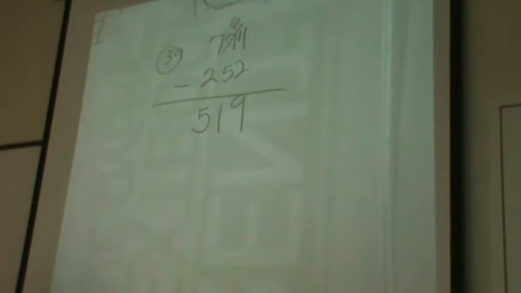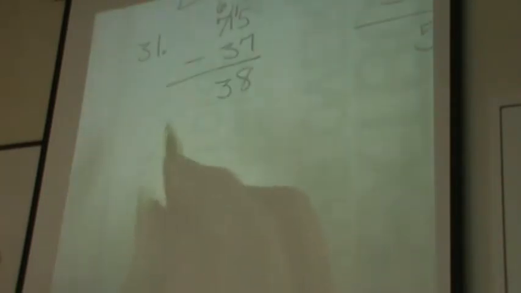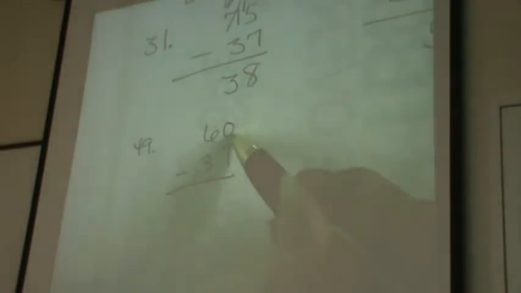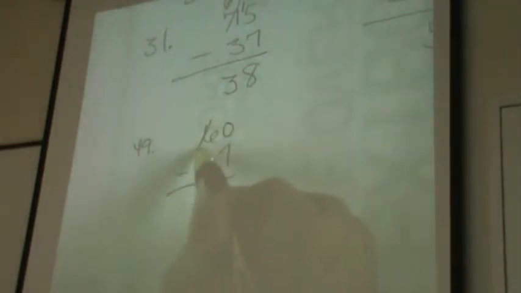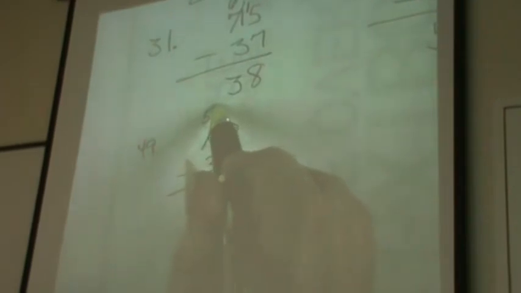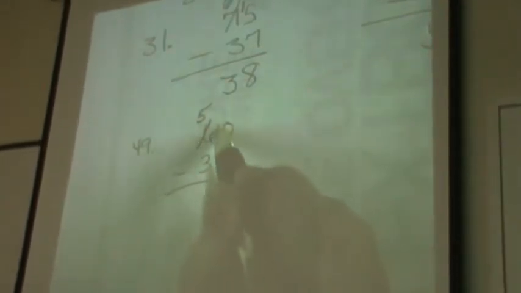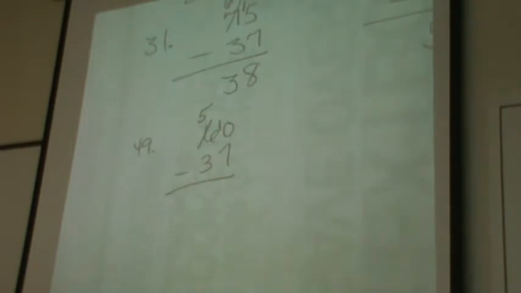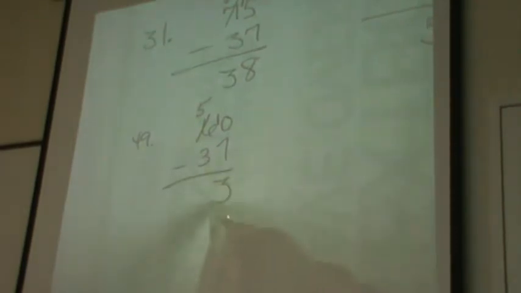We need somewhere there's zeros and stuff like that. Okay, let's do a simple one with a 0. Like number 49 has 60 minus 37. Okay, don't just put 7 down there. You need something to subtract it from. So we need to borrow from here. How much did we borrow? We borrowed 10. So this one is 10. 10 minus 7, 3. 5 minus 3, 2. So it's 23.